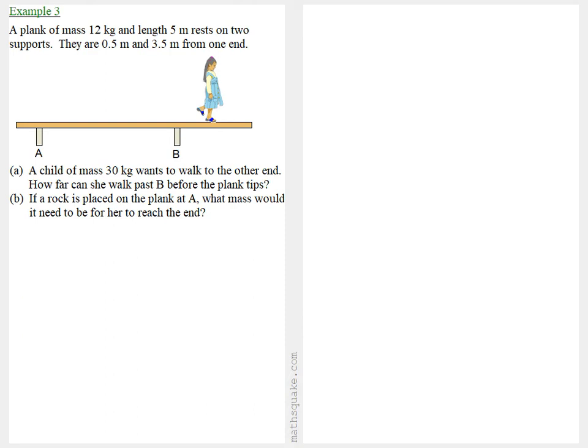Example 3. A plank of mass 12 kilograms and length 5 meters rests on two supports. They are 0.5 meters and 3.5 meters from one end. In part A, we're asked, a child of mass 30 kilograms wants to walk to the other end. How far can she walk past B before the plank tips?